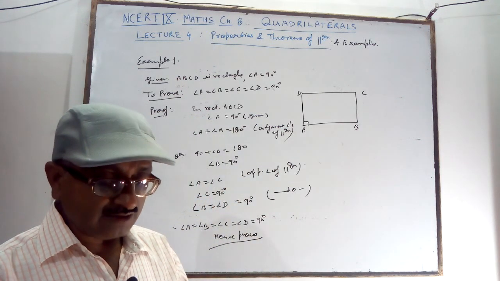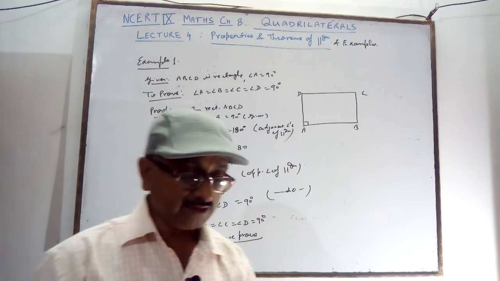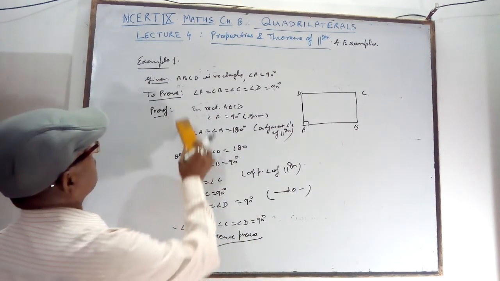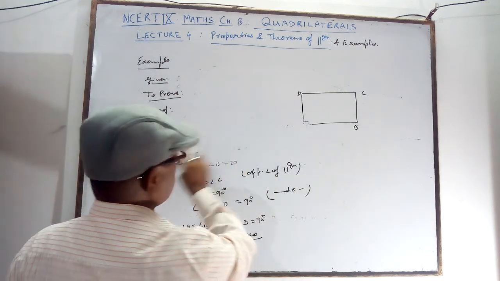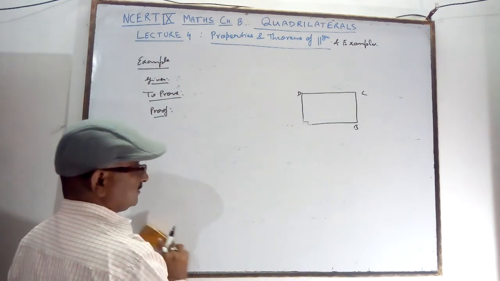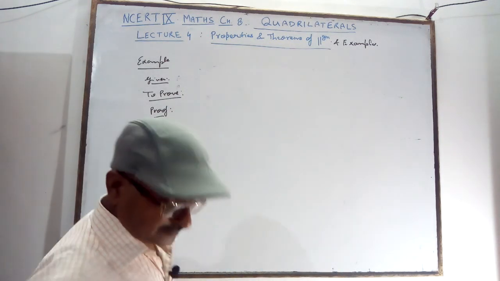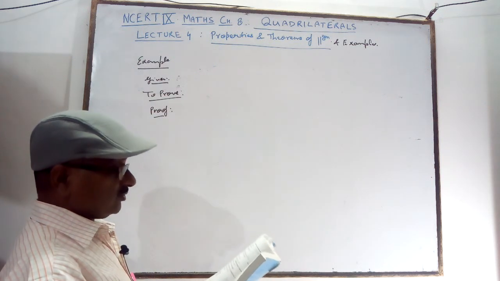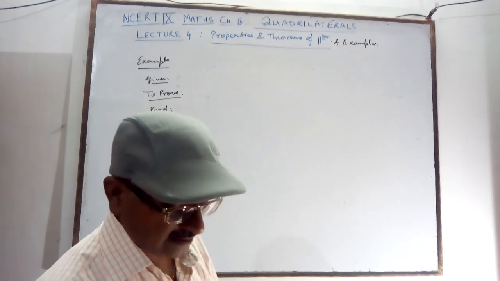Example number 2 is given. Show that the diagonals of a rhombus are perpendicular to each other. Example 2, very carefully you see. Diagonals of a rhombus. Rhombus property you know. It is used as a theorem also. Show that the diagonals of a rhombus are perpendicular to each other.